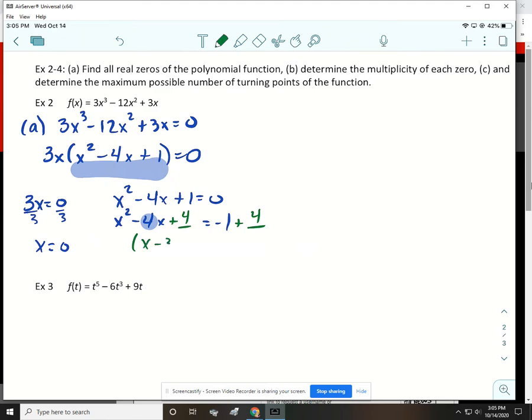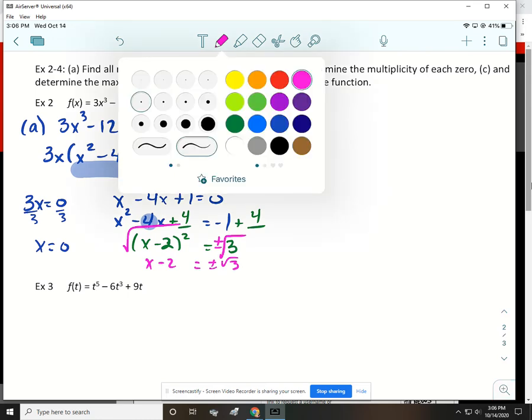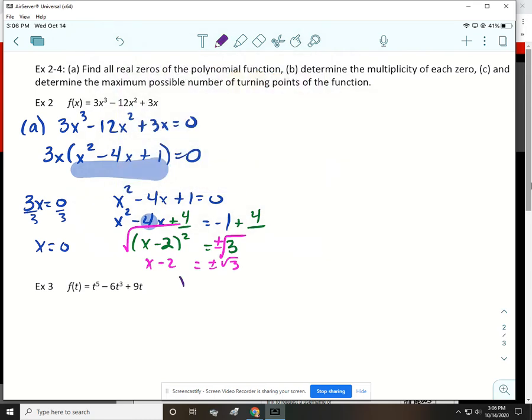Then we'll write this in factored form. Take the square root of each side. Don't forget your plus or minus. And then we'll move that 2 over. Those are your zeros. That's 2 zeros. One zero is 2 plus the square root of 3. The other zero is 2 minus the square root of 3.